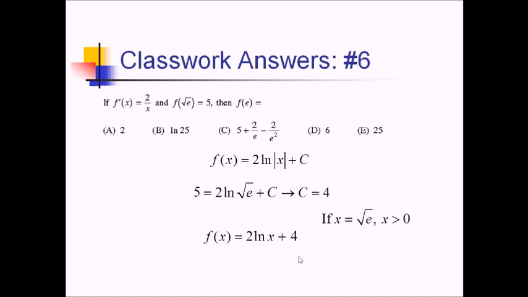And now we just have to plug in e, because that's what we ultimately wanted here, f of e. So that's going to be 2 times the ln of e plus 4. So this is just 2 times 1 plus 4, which is 6. So choice D. Another way you could have done this, set it up kind of FTC style. You could have done 5 plus the integral from radical e to e of this stuff here, but I think this is a little bit quicker.